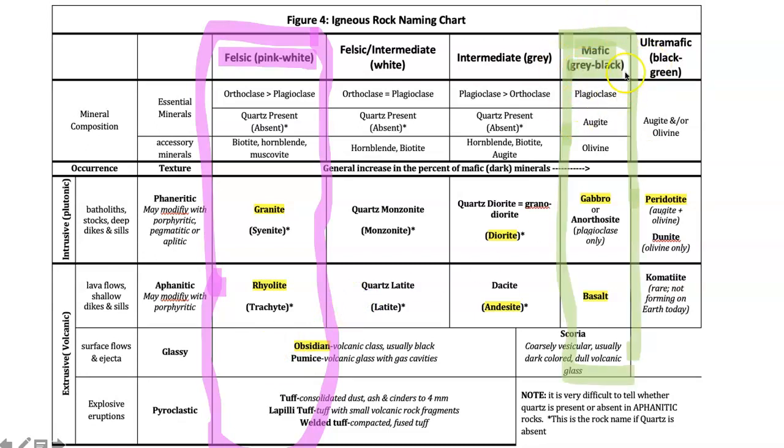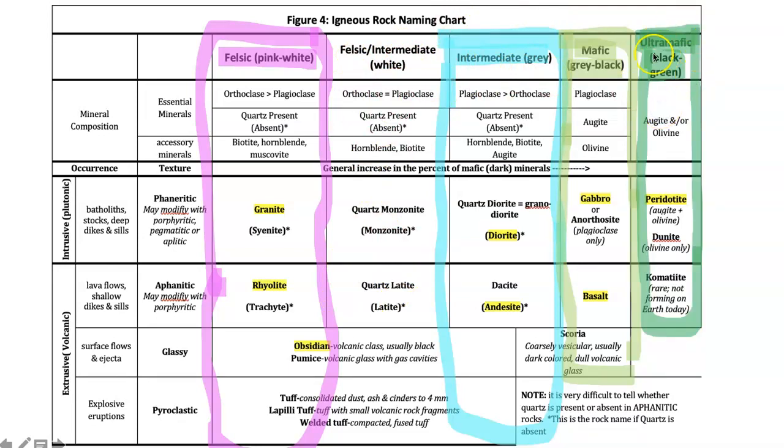Then we have the mafic column over here, and those rocks are gray or black and include gabbro and basalt in our lab. We have an intermediate group here, and these are either gray or, when it comes to the coarse rocks, black and white, salt and pepper sometimes we call them. And those include diorites, and then andesites are the volcanic equivalent. We're not going to worry about this column right here because it's kind of a combination of the felsic and the intermediate, and we don't need to go into that kind of detail for class.